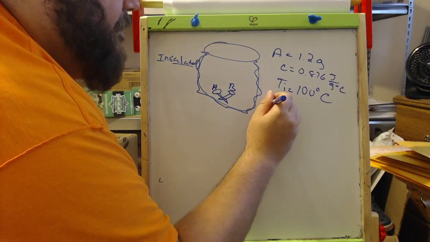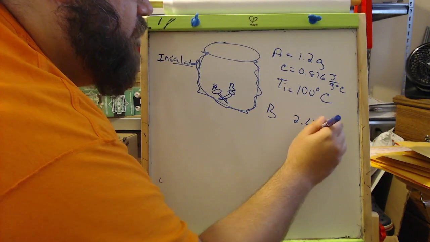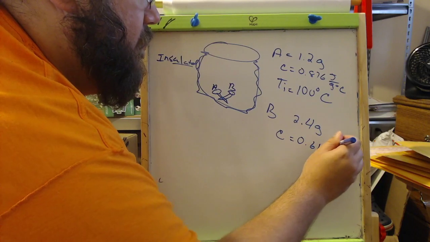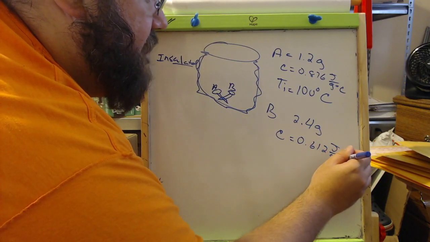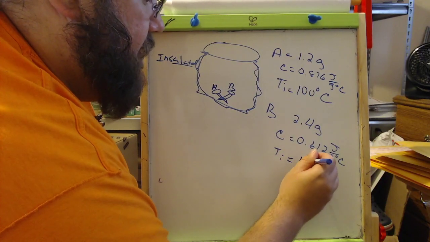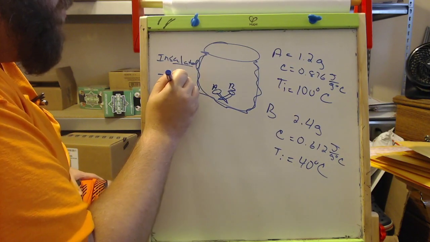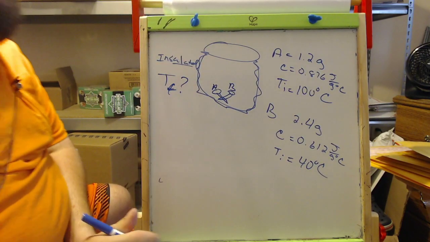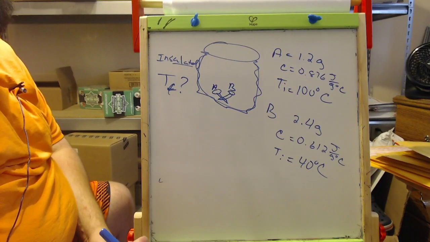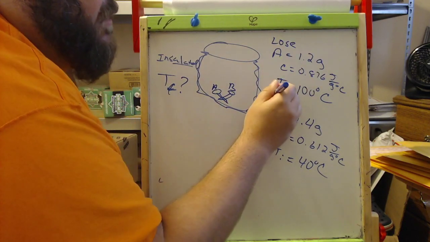For bolt B, it'll have a mass of 2.4 grams. Its C value is 0.612 joules per gram per degree Celsius. And its initial temperature is 40 degrees Celsius. And I want to know what is the final temperature these bolts will come to. So what we have to remember is heat travels from high temperature to low temperature, which means that A is going to lose heat and B is going to gain heat.